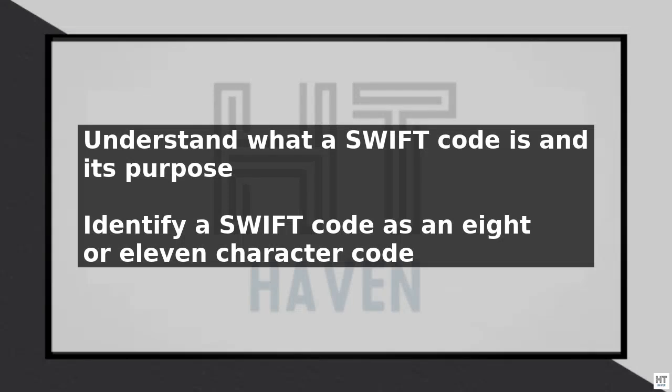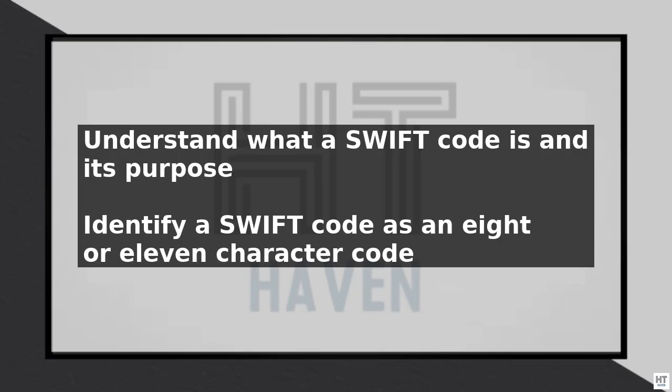To use a SWIFT code for international transfers, you first need to understand what a SWIFT code is. A SWIFT code, also known as a bank identifier code, is an 8 or 11 character code that identifies a specific bank and branch in the SWIFT network. The code is used to facilitate secure and accurate international transactions.